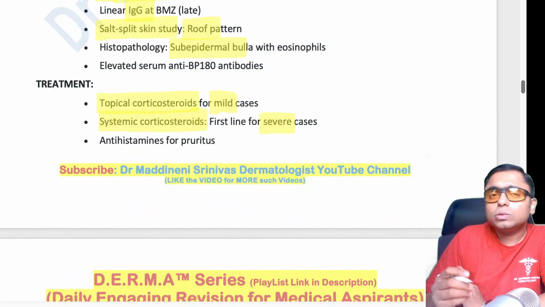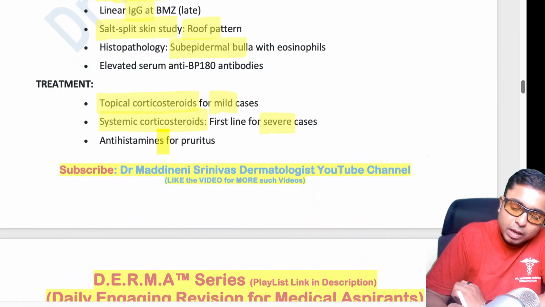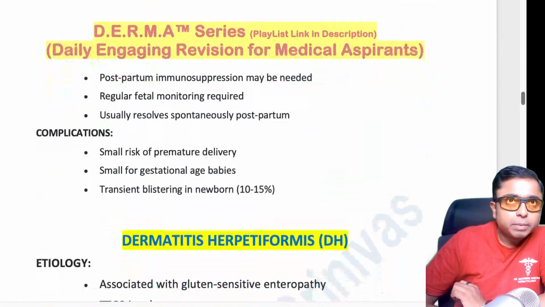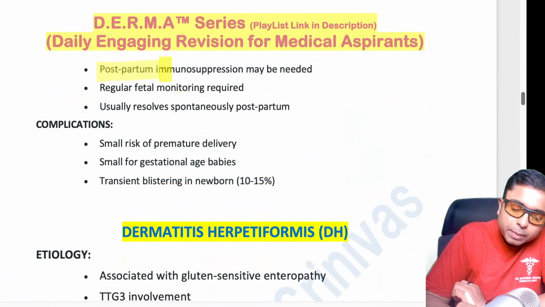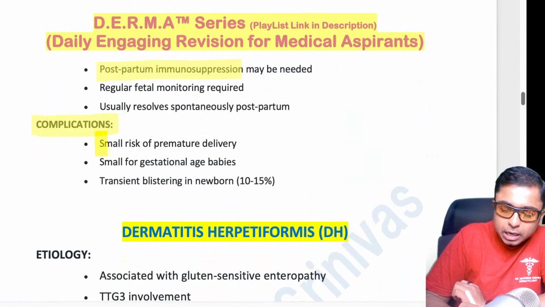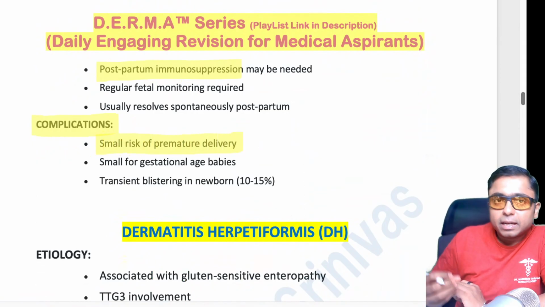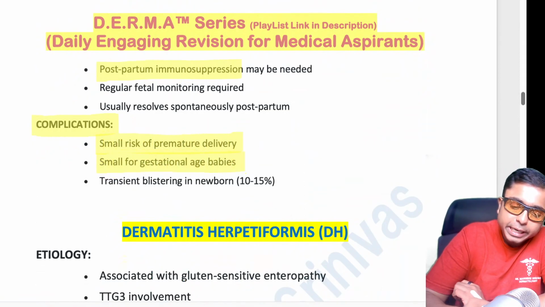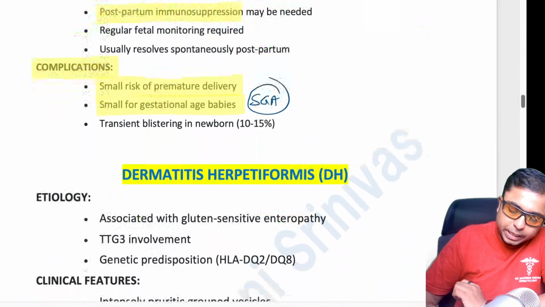and if it is a little bit severe, then we can use steroids safely in the pregnant woman, and if there is itching, antihistamines can be used. Okay, postpartum immunosuppression may be required in few of the individuals. Okay, and the complications, remember, small risk of the premature delivery, and also small for gestational age babies. SGA can be a big headache if seen in the pregnant woman.